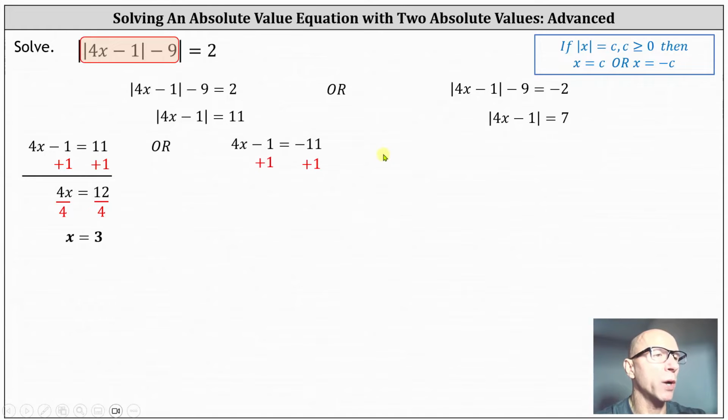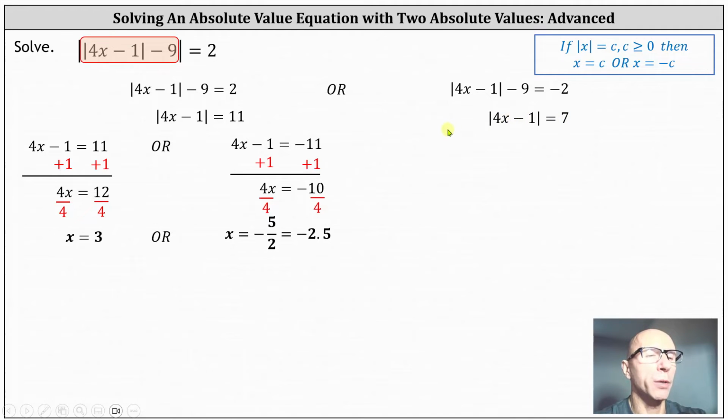For the next equation, we add 1 to both sides again. Simplifying, we have 4x equals negative 10. Dividing both sides by 4 and simplifying, we have x equals negative 10 fourths, which simplifies to x equals negative 5 halves, or negative 2.5. And now let's consider the absolute value of the quantity 4x minus 1 equals 7. Again, we set up and solve two equations. The first equation is 4x minus 1 equals 7, or the second equation is 4x minus 1 equals negative 7.